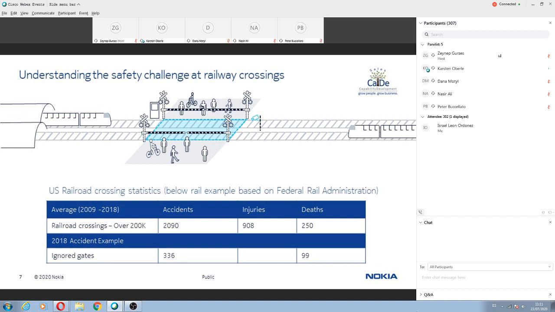People are just ignoring the technology, being more clever than it, and just walking or driving or whatever over the track. And the final wonderful result is that 99 people got killed by it. So that's clearly something we want to reduce to zero with our solution, hopefully.